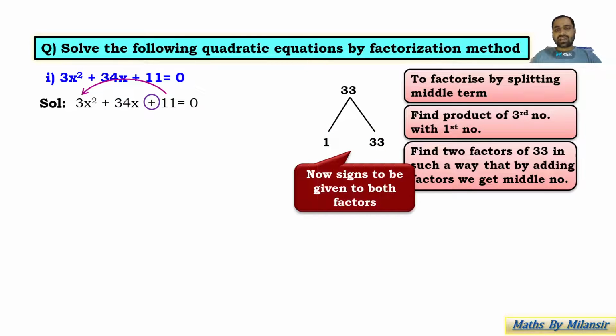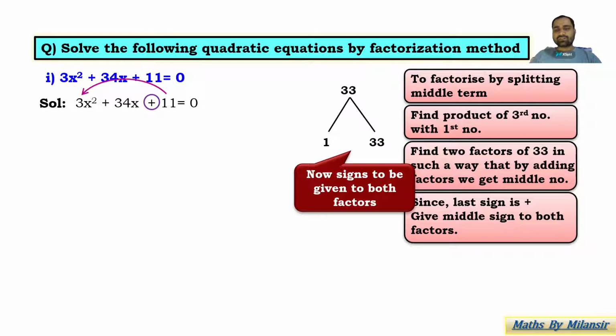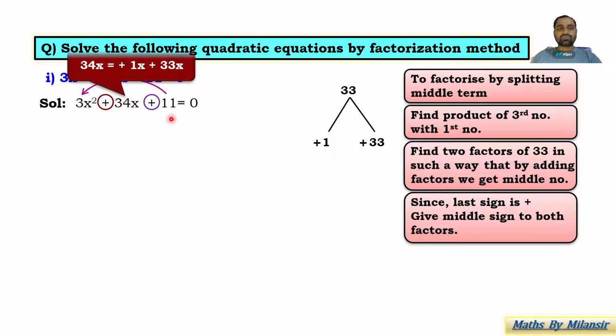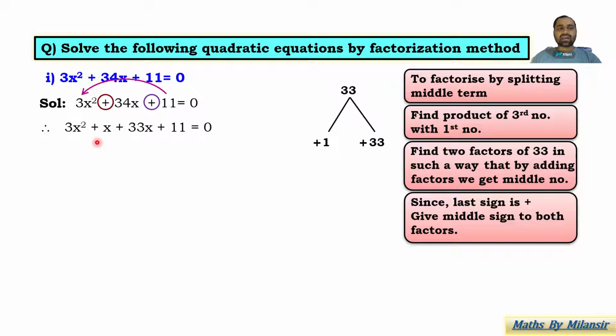But here you can see that what are the signs of these two factors? Since the last sign is plus, give the middle term sign to both the factors. So here middle term sign is plus, therefore both the factors are plus. So plus 1 and plus 33, that becomes 34.